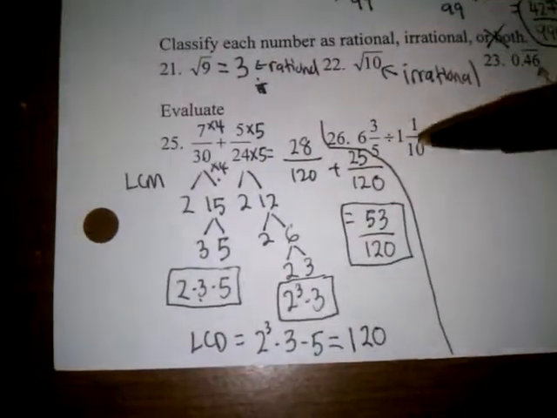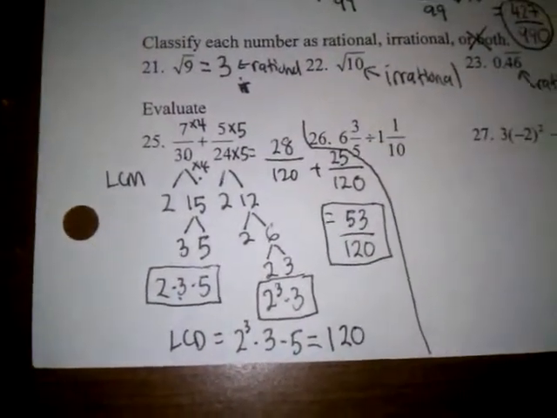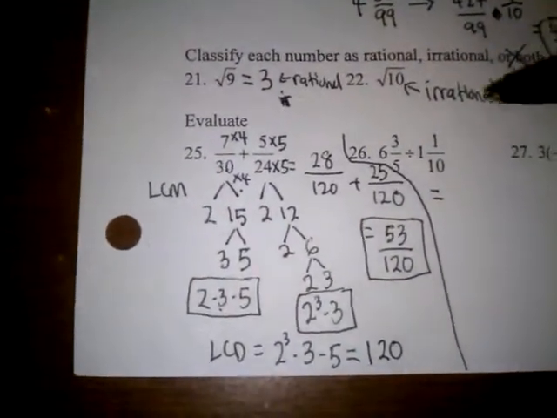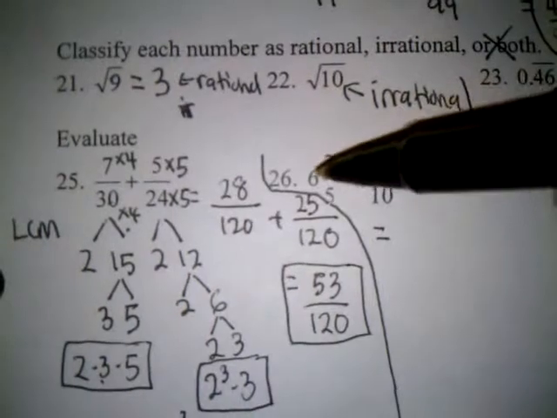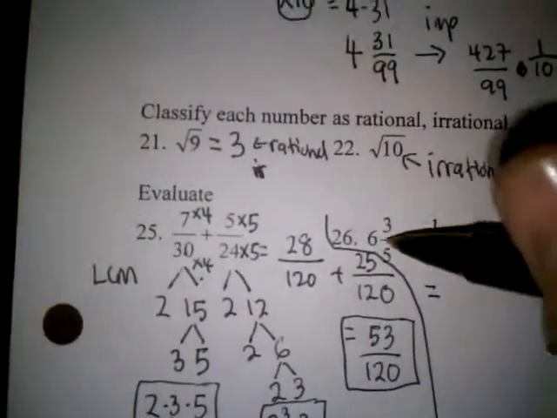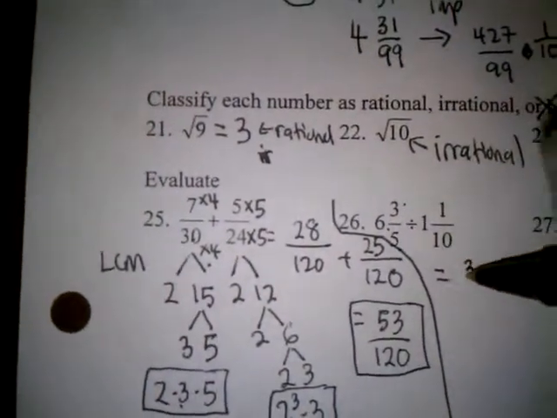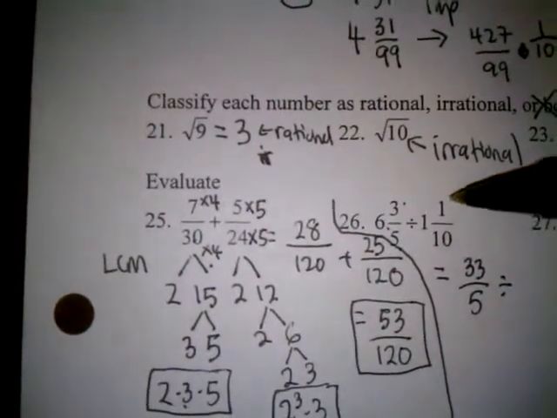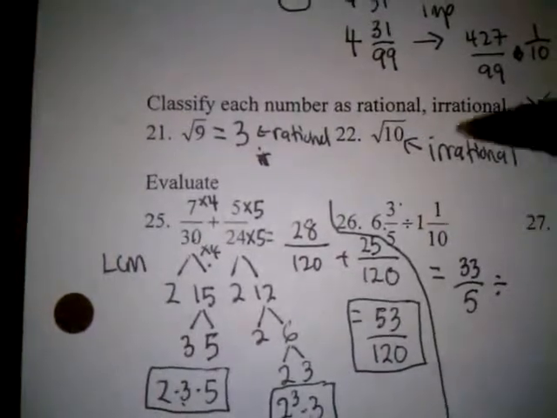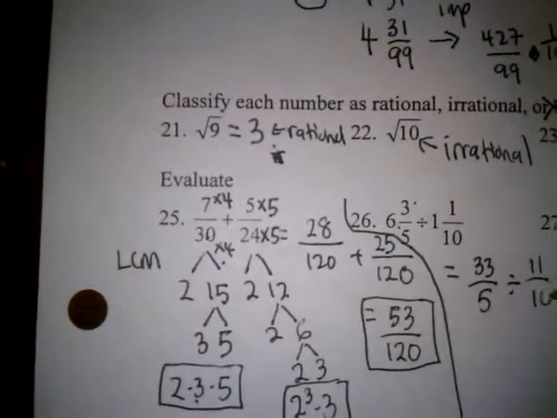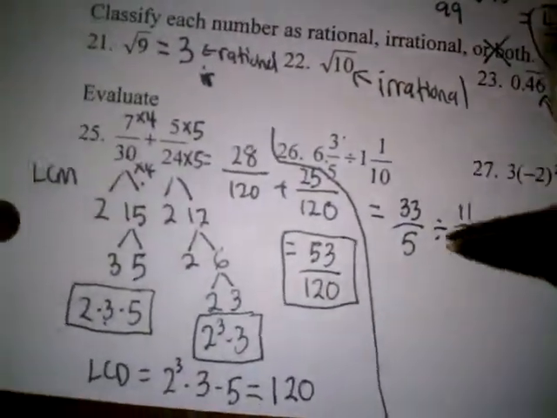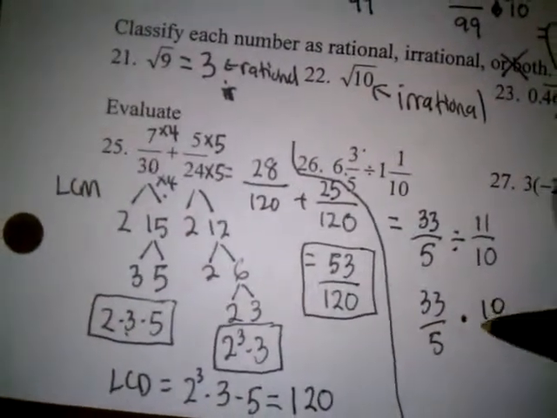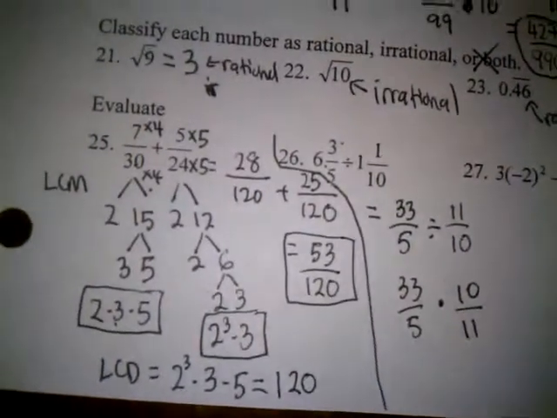For question 26, in order for you to divide the fractions, you have to change all these fractions to become an improper fraction. So 6 3/5 will change to become 6 times 5 plus 3, which is 33 over 5. And 1 1/10 will be 11 over 10. And you have to change the division to become multiplication, and you have to flip-flop 10 over 11.